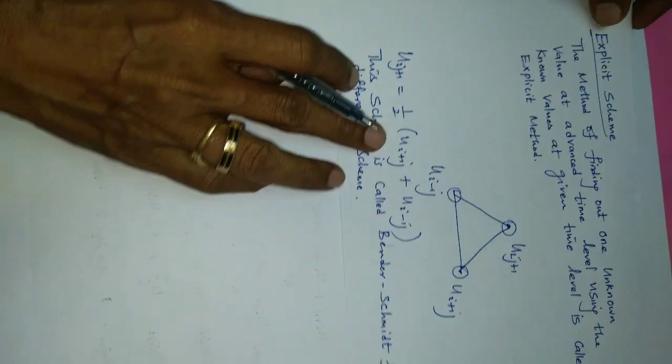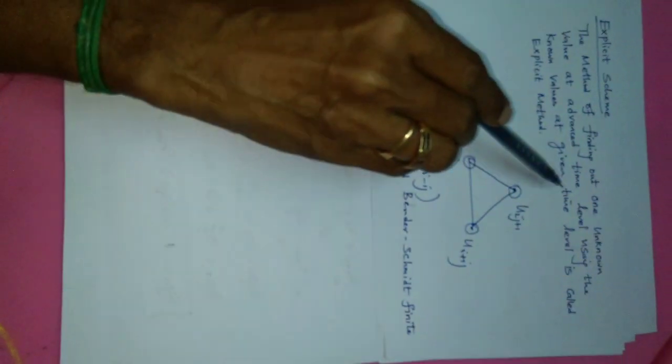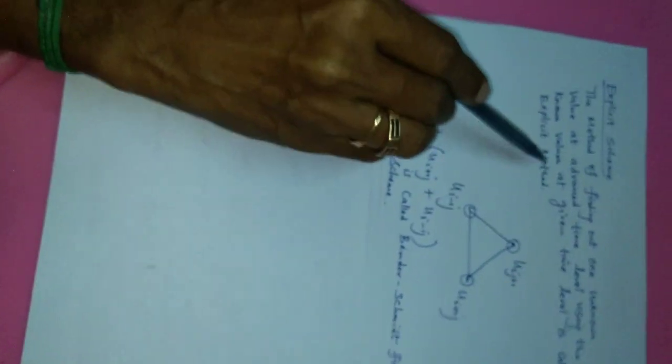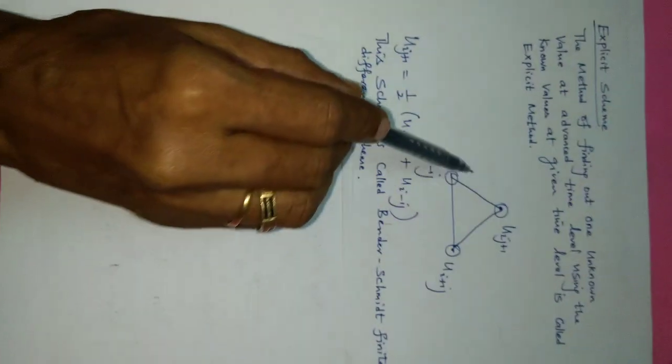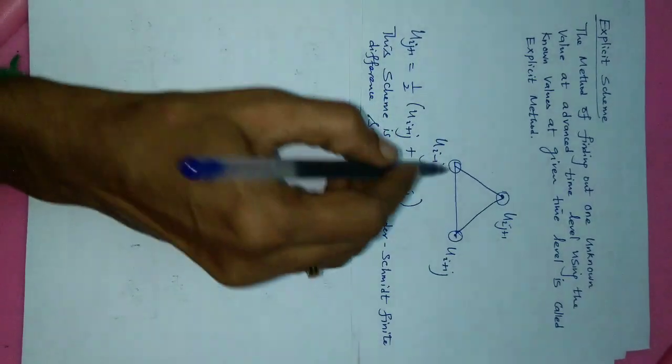Thus I'll explain first what is the explicit scheme. The method of finding out one unknown value at advanced time level using the known values at given time level is called explicit method. See here, a simple diagram is given. So you know these nodal points.